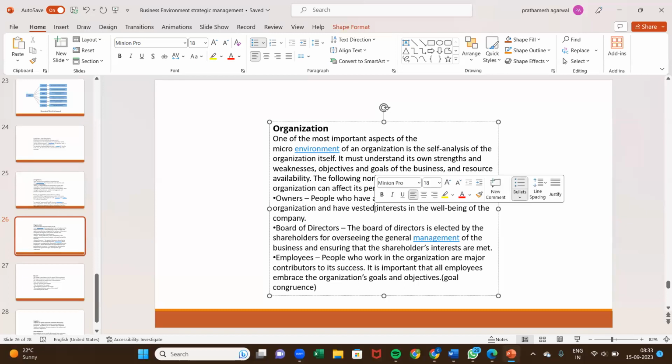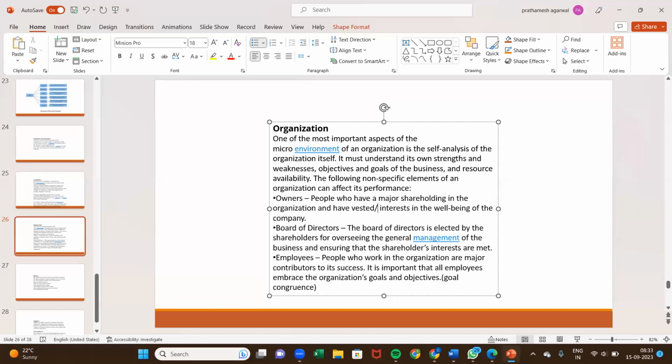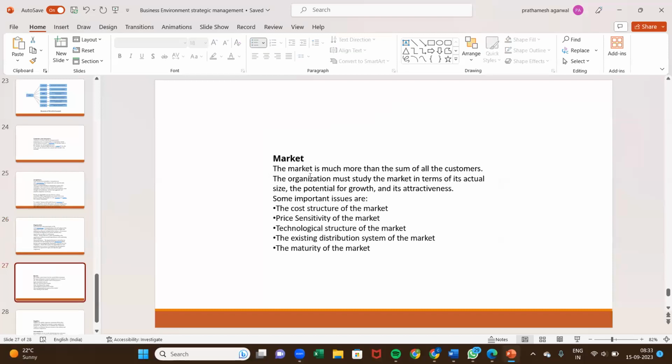Vested means they have shown interest, in simple language, in the well-being of the people. Now markets. The market is much more than the sum of all the customers. The organization must study the market in terms of its actual size. How big is the market for the product? The potential growth: is the market going to grow, and its attractiveness.